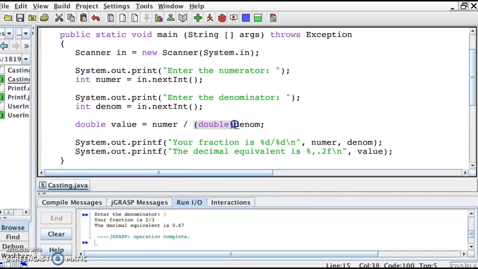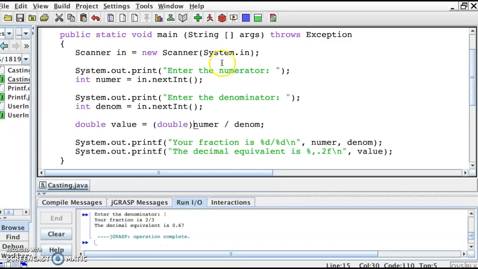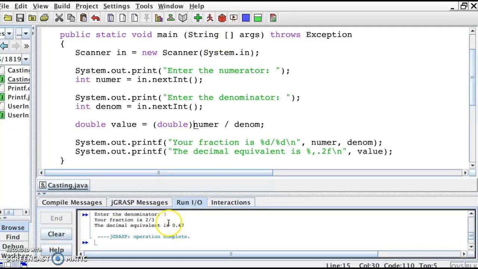One thing to know, I could have chosen to cast the numerator here. If I compile and run again, 2 divided by 3, I'm still getting the correct decimal value.